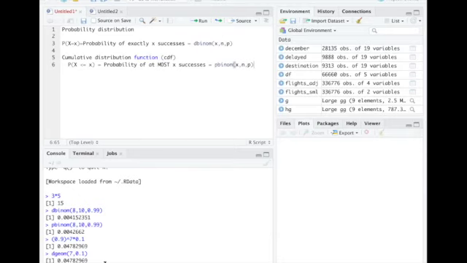So when you're doing the dgeom, there's only 2 things you enter in there, which is how many failures, what is the value of X, and what is the probability of a success. We don't have a fixed number of trials here. There is no N. We don't know how many people we're going to call. There's no set limit to that.